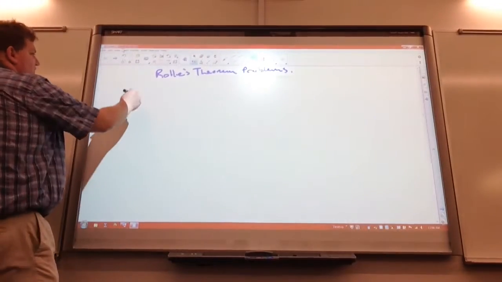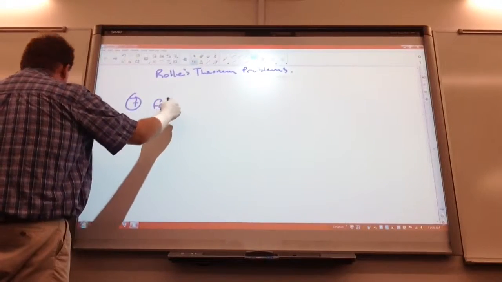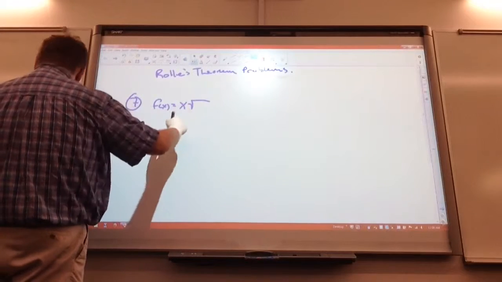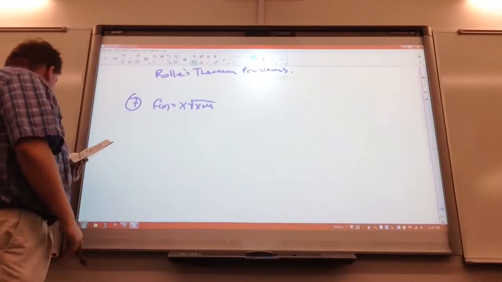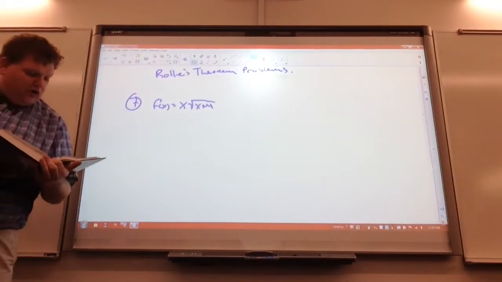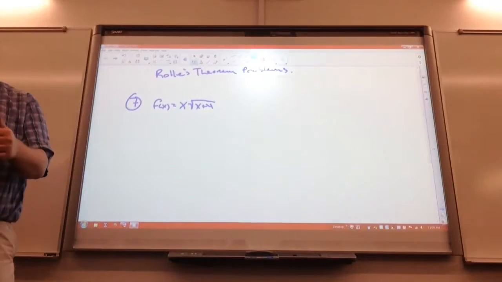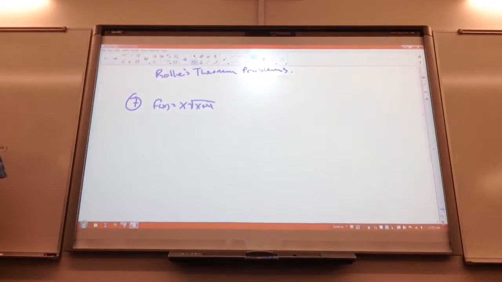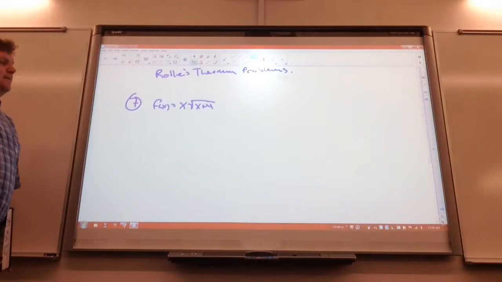So for our first problem, number 7, we've got the function f of x is equal to x times the square root of x plus 4. We're asked to find the two x-intercepts of the function f, and then show that f prime of x must be equal to 0 at some point between the two x-intercepts. Basically, use Rolle's theorem to explain why there must be a critical point in between our two x-intercepts. The first thing we have to do is figure out what the x-intercepts are.